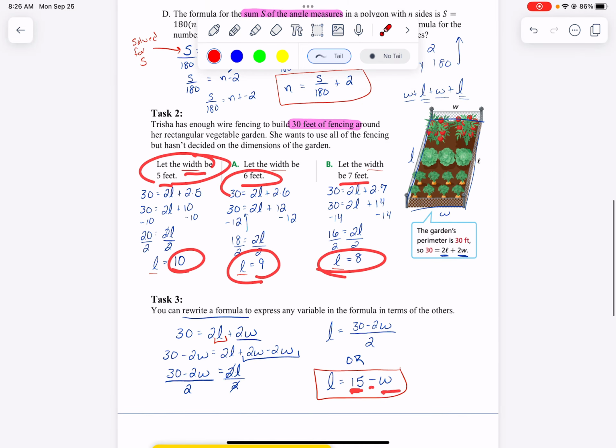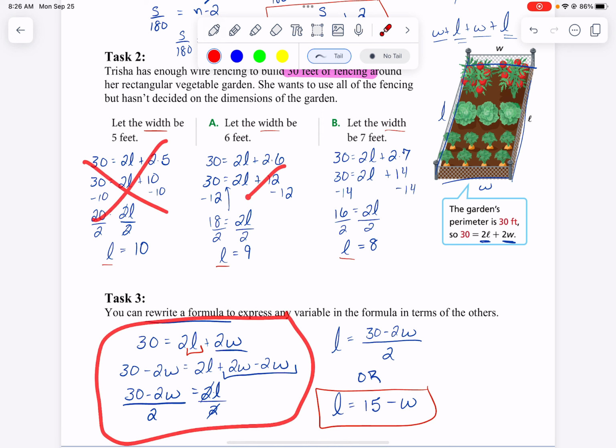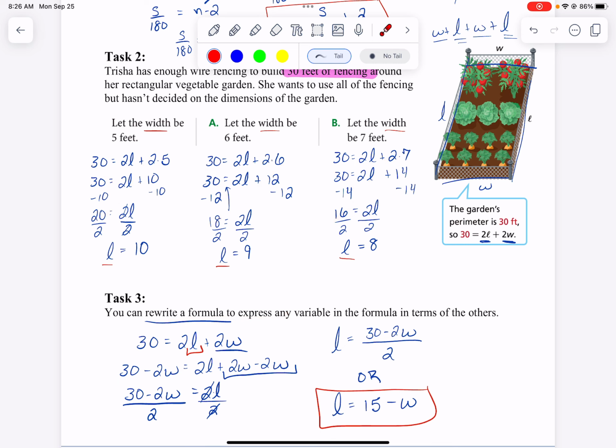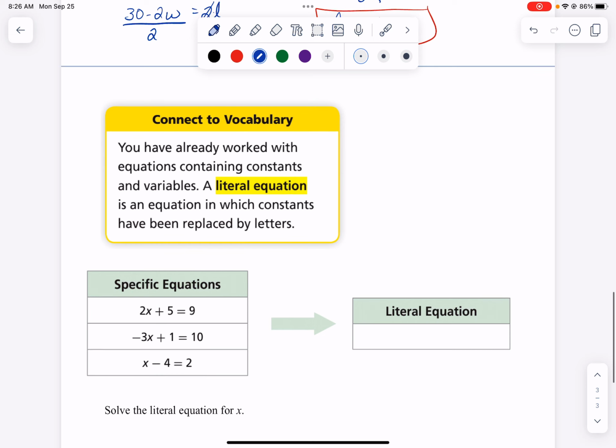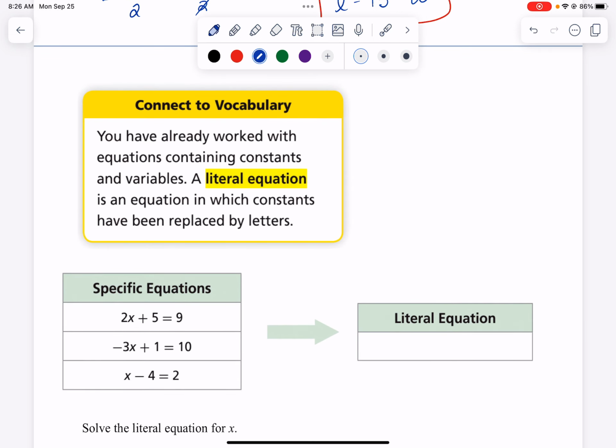Okay, so if I would have done this whole process first, I wouldn't have had to do it each of these times. I could just plug my width into this new equation and go from there. That's why rewriting equations to solve for the pieces you want to find can really save some steps. Okay, one way of doing that is by rewriting literal equations.